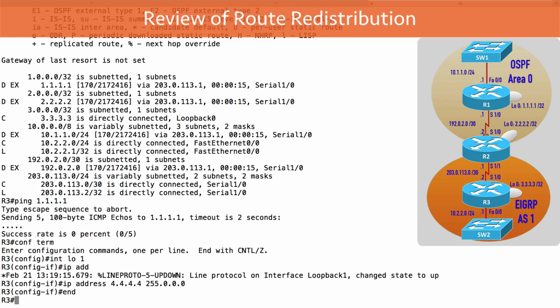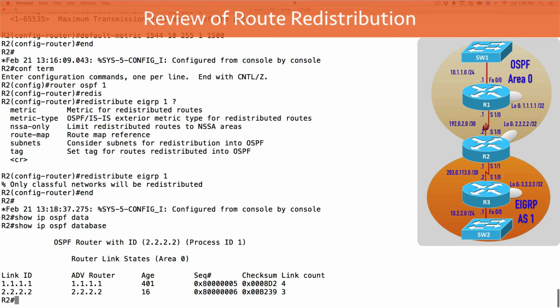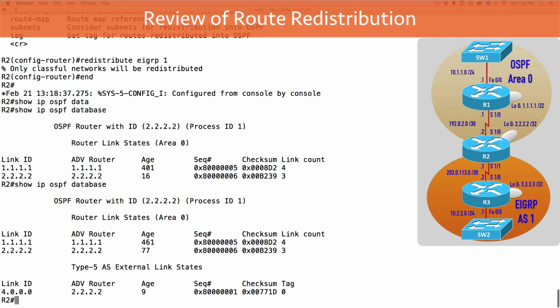Now, let's see if that network, that classful network, did it get redistributed into OSPF. Let's go back to R2 and let's once again say show ip ospf database, and look at this. We've got a type 5 LSA representing that classful network. So at this point, we will redistribute any classful networks, but I don't have any other networks that have a classful mask. How do I fix that?